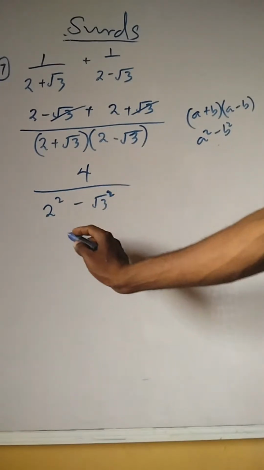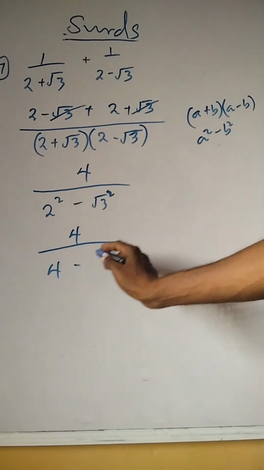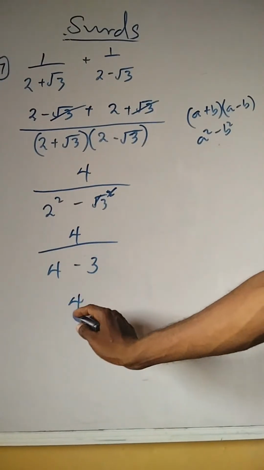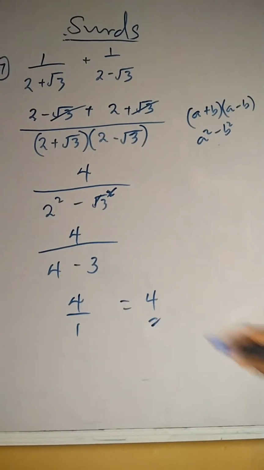And here we have 4 divided by 2 square is 4, then minus root 3 square, square cancels square root, you have 3. And this becomes 4 over 4 minus 3, which is 1, the same thing as 4. So here we have this also as a simplified form of the given problem.